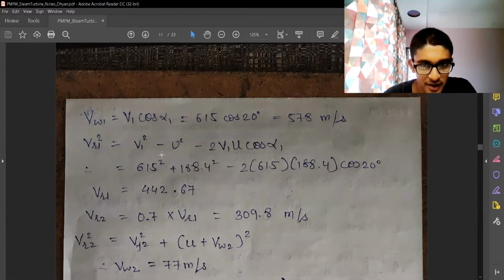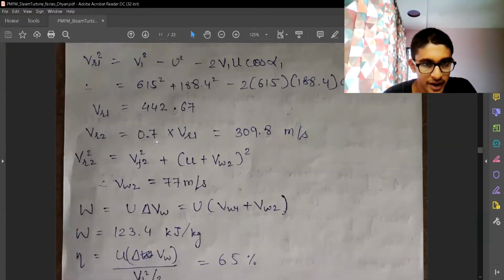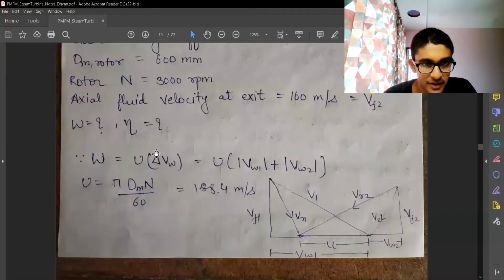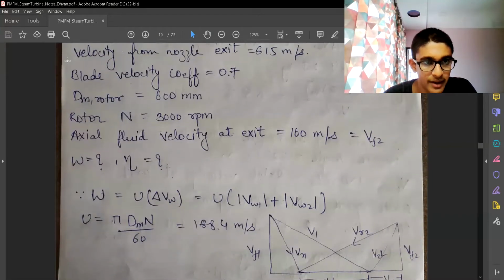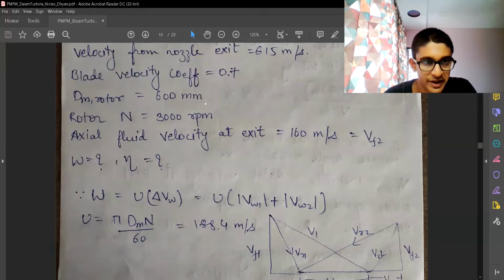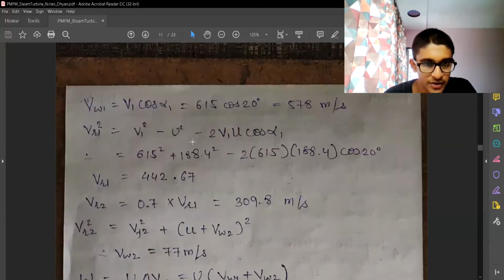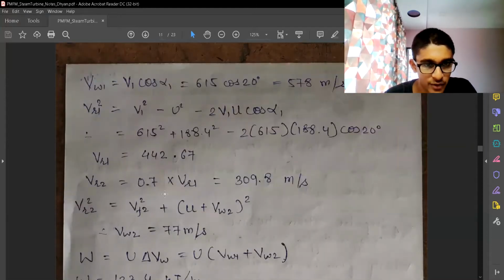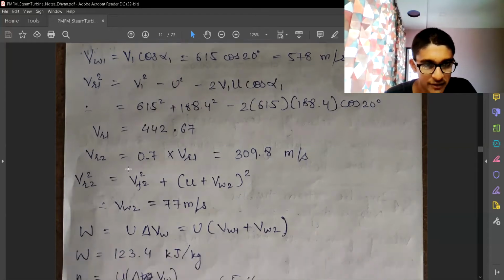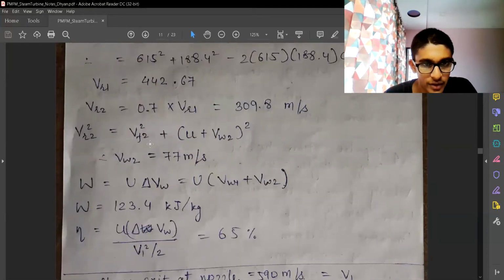Vr1 from these two things are known, and Vr2 because the blade speed ratio is given. Blade velocity coefficient or the friction coefficient is same. So that is K. K is equal to Vr2 by Vr1. We are using that expression to get Vr2. From Vr2, that is the outlet triangle, we are getting Vw2.